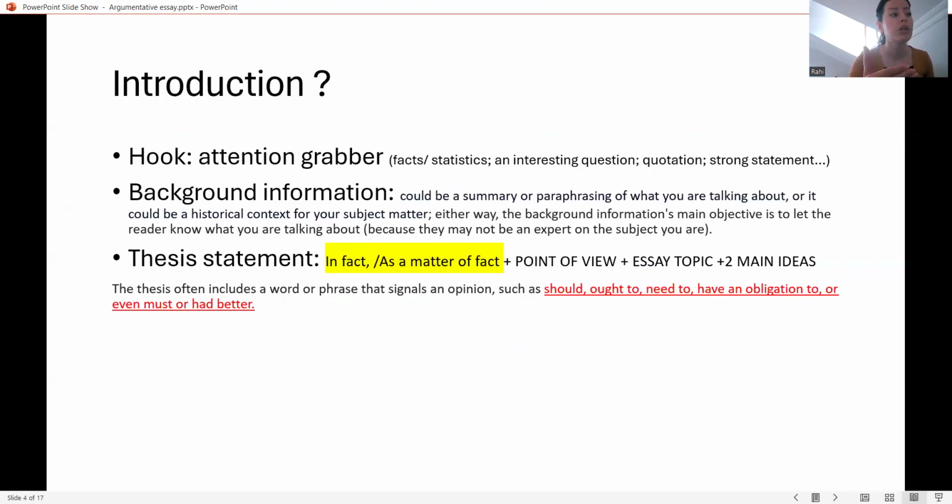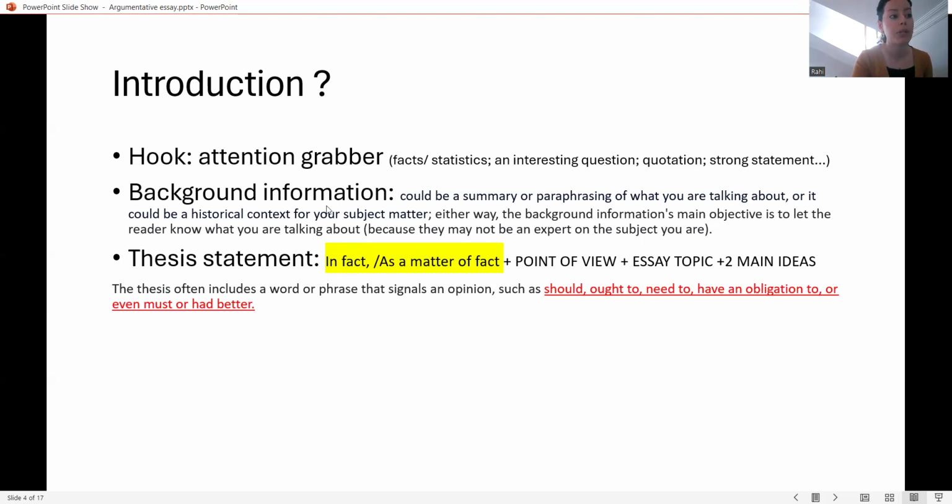In the introduction of the argumentative essay, we use three parts. First part is called the hook. The hook is the attention grabber, as you remember, and you can use different techniques to have this attention grabber. You can use facts or statistics. You can ask an interesting question, or use a quotation, or even use a strong statement. You want to have your audience interested in your essay. So that is the hook.